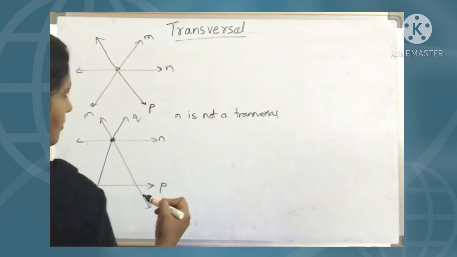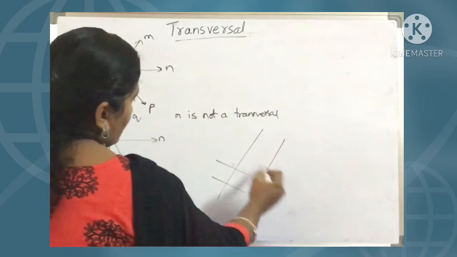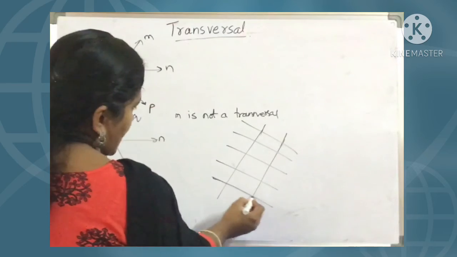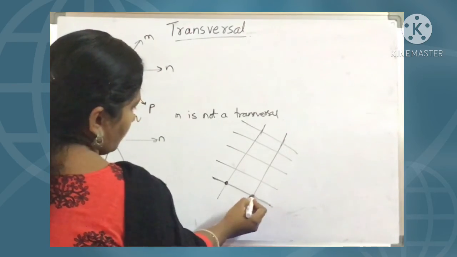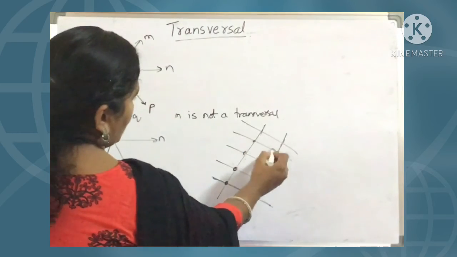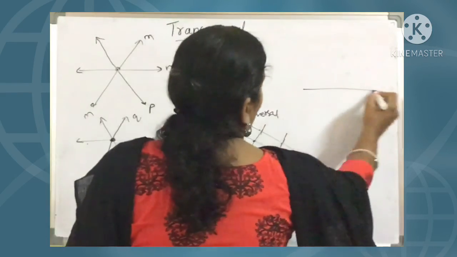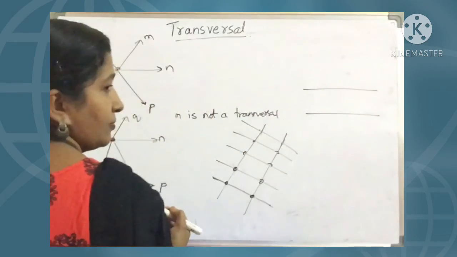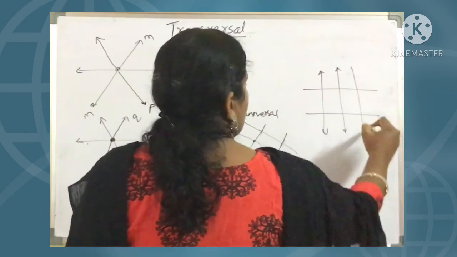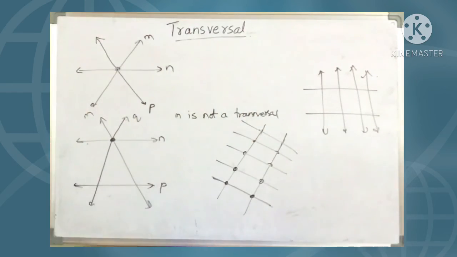You can see this in our daily life, for example a railway track, children. Here this is a railway track, which means these two lines, and this is a transversal. It is intersecting at two different points, and this is also a transversal. So by this we conclude: how many transversals can be drawn to two lines or three lines? What do you say? Infinite. We can draw infinite transversals to the given lines. A simple example we can take is the railway track.